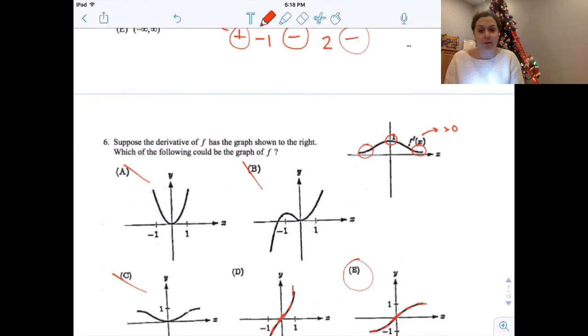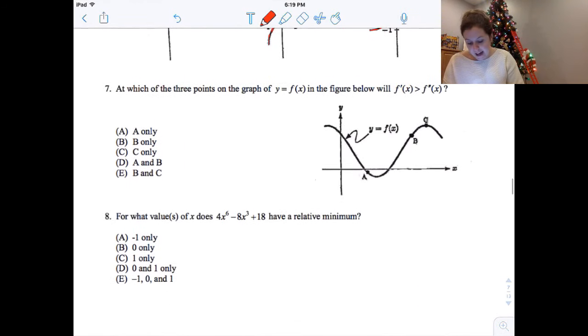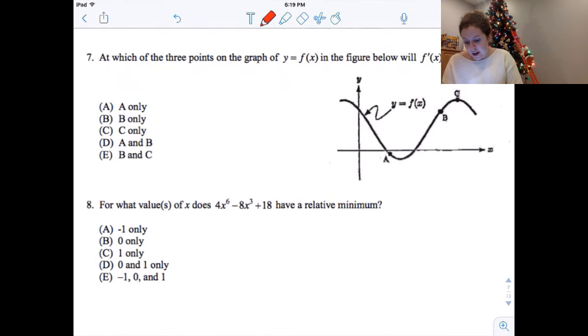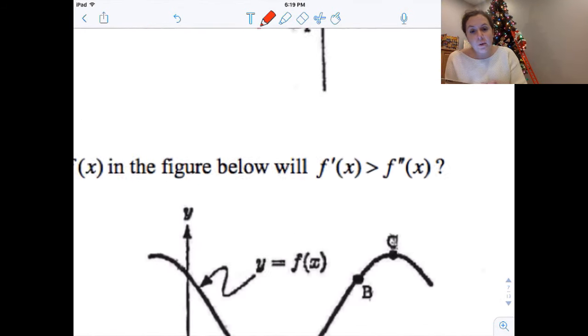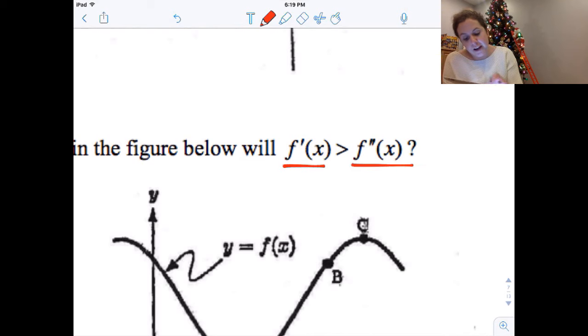Okay, let's look at another one. So at which of the 3 points on the graph of f will f prime be greater than f double prime? All right, so critical analysis, and you couldn't even see me reading that. Okay. So where will f prime be greater than f double prime? Usually when they say that, they're thinking about one being negative and one being positive. So remember, f prime is going to tell you whether f is increasing or decreasing. And f double prime is going to tell you about concavity.